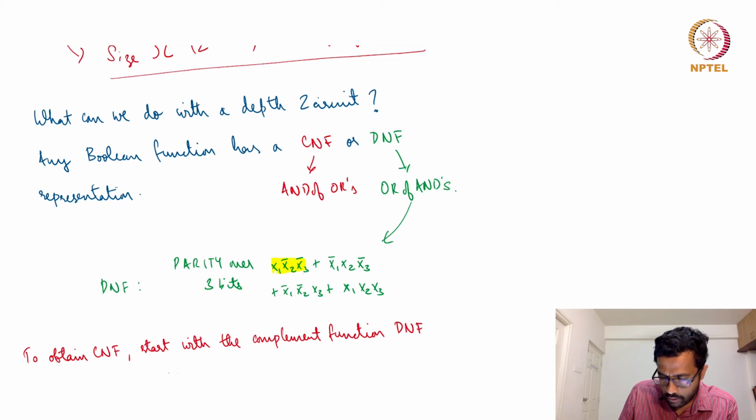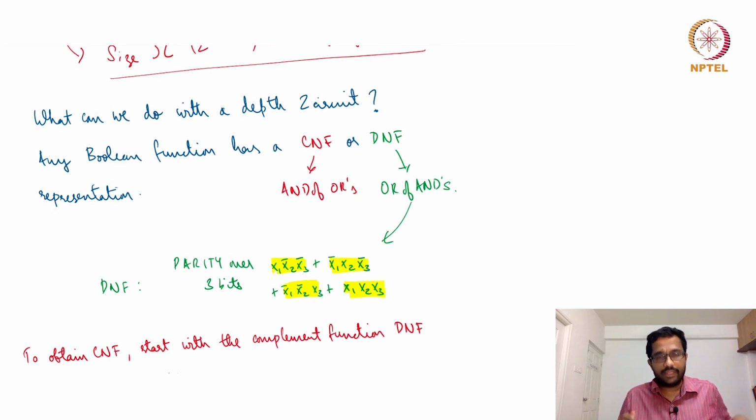Then x1 complement, x2, x3. The second term is when x2 is 1 and the other 2 are 0, right? The third term is when x3 is 1 and the other 2 are 0. And the last is when all 3 are 1. So the first term is set only when 1 0 0 is the input. The second term is set only when 0 1 0 is the input, and so on, right?